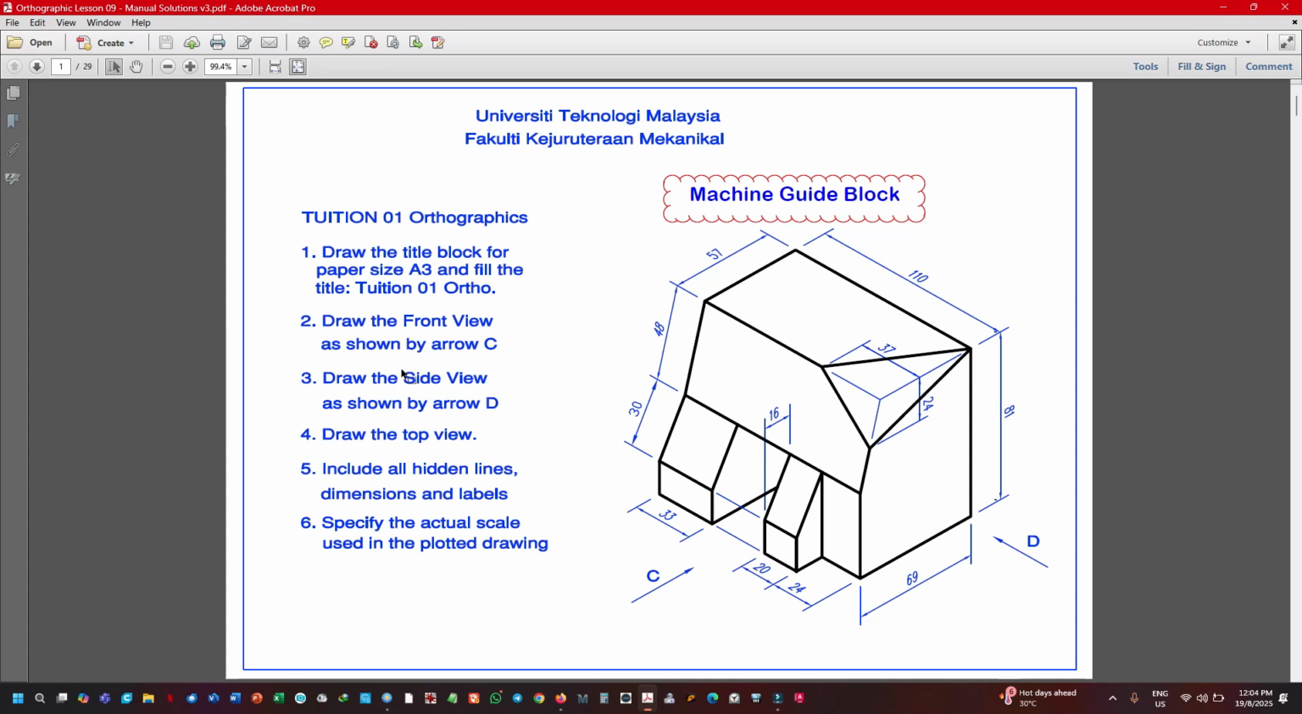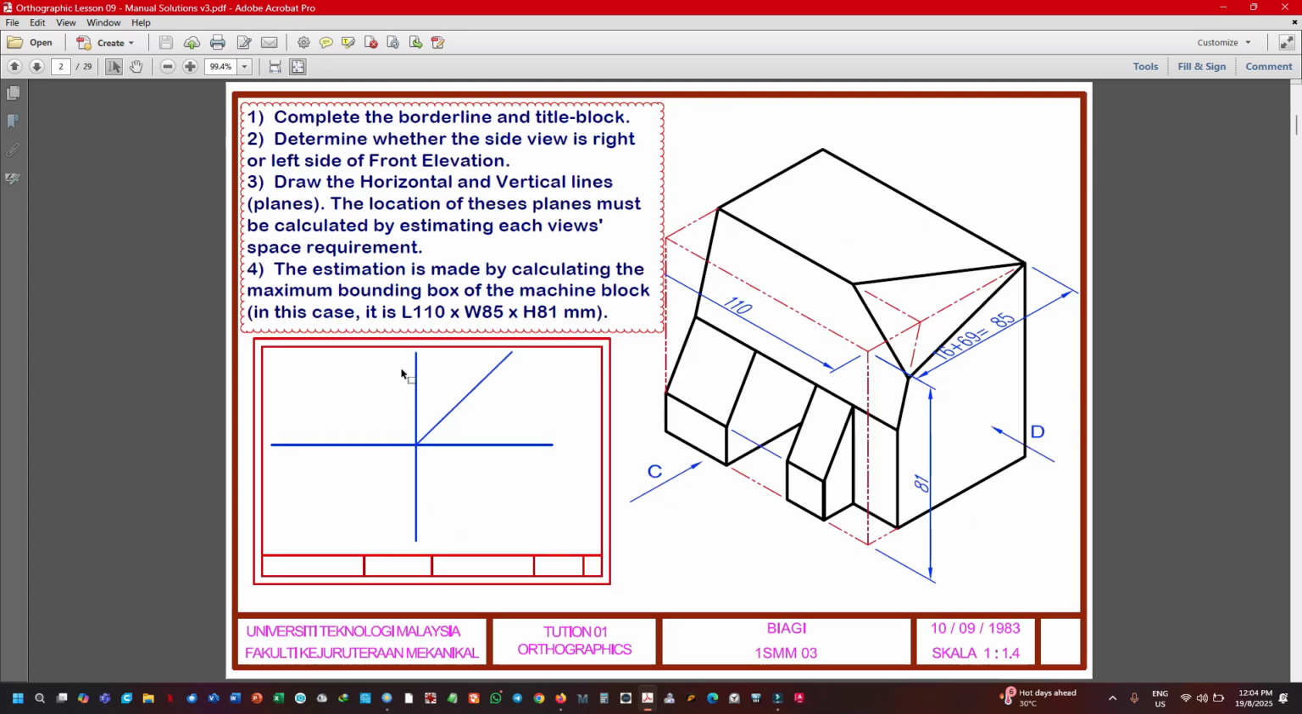Now let's see what steps you have to take. Complete the borderline and the title block. That's the first thing you do. Determine whether the side view is on the right or left side of the front elevation. This is not only important, this is critical. If you make a wrong judgment here, you may end up failing this subject.